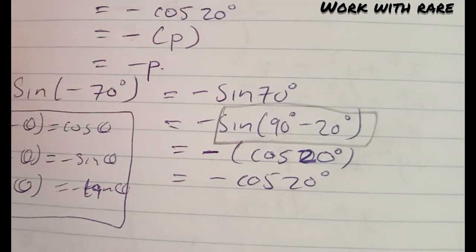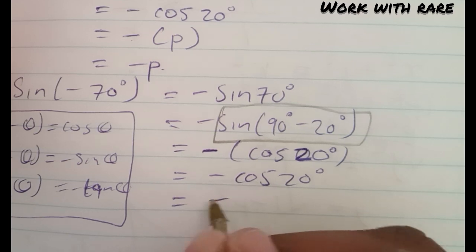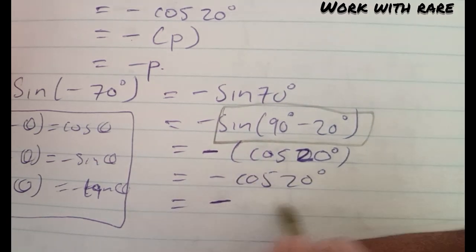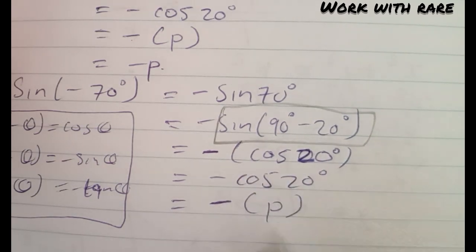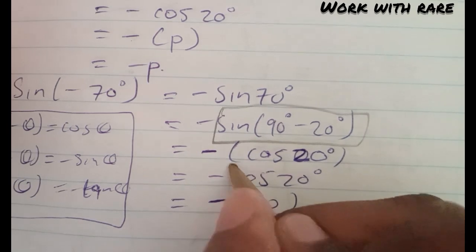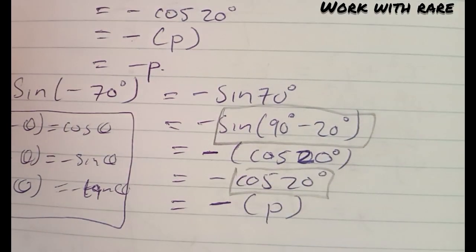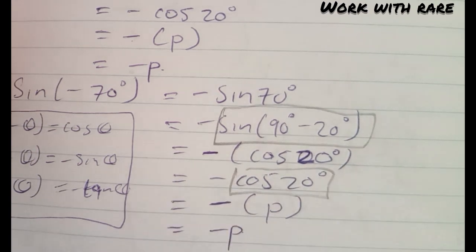Actually, this is not the final answer. They said in terms of p. And remember, our cos 20 is p. So where you see cos 20, I have to write p because cos 20 degrees is p. So my final answer now will be negative p.